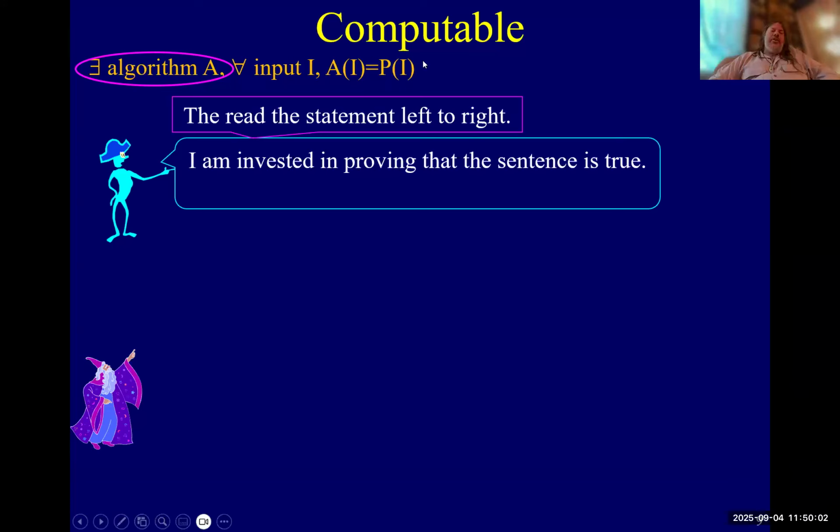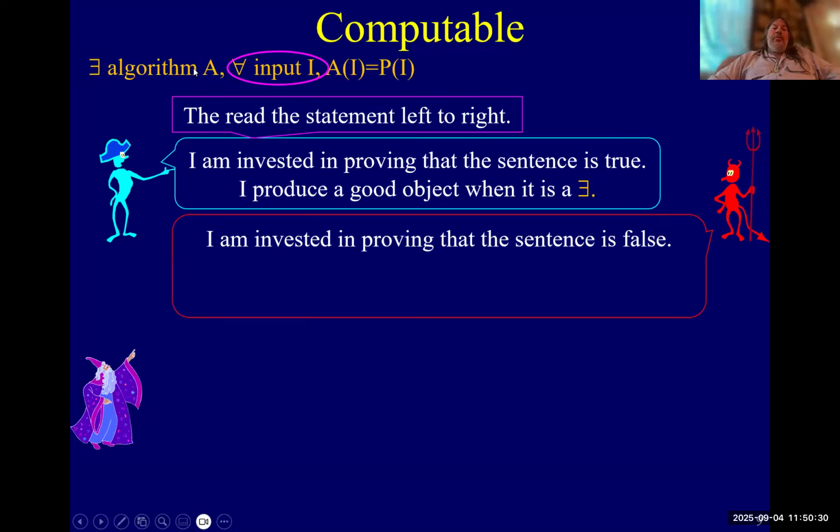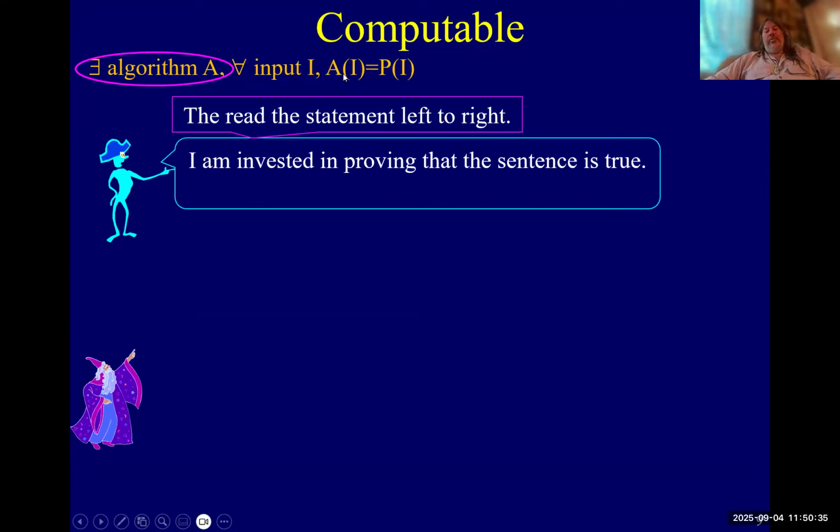And what is he trying to prove? He's trying to prove that there exists an algorithm. And you might think, how do you prove that there exists an algorithm? Well, you prove that something exists by constructing the thing and showing that it's a good thing. All right, so the prover is going to produce the algorithm, and now the prover's goal is to prove that this is true for the algorithm he produces.